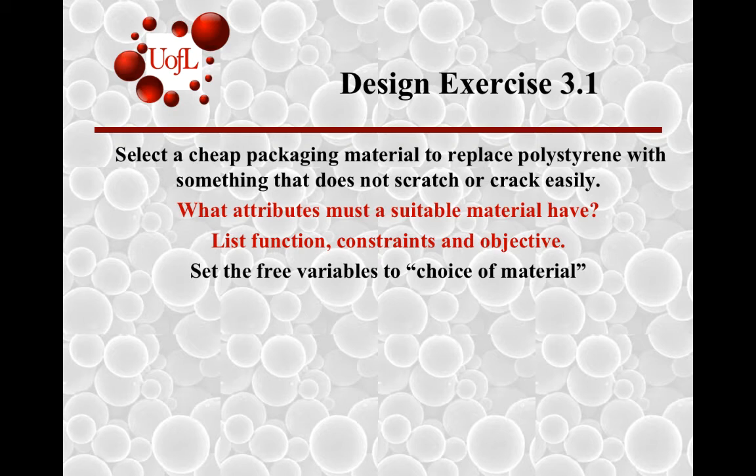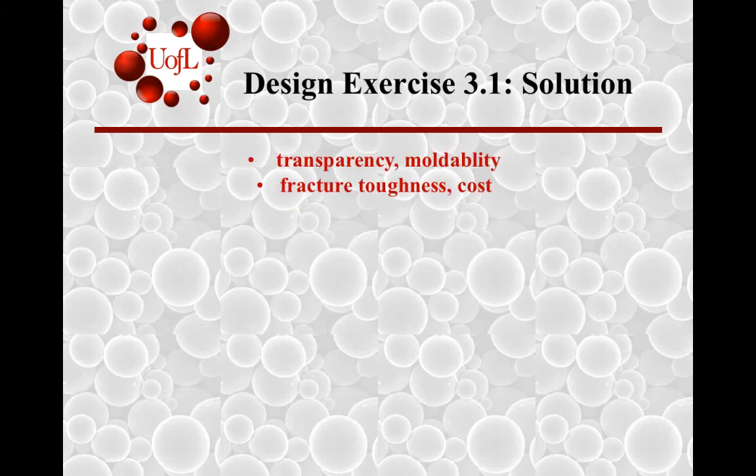Typically plastics are used for that. So you're looking for something because shape is important, some kind of molding operation, for instance. And then you want to be able to minimize cost, right? You want something that's cheap. So this will give you an idea of, from a material selection perspective, how to list function, constraints, and objectives.